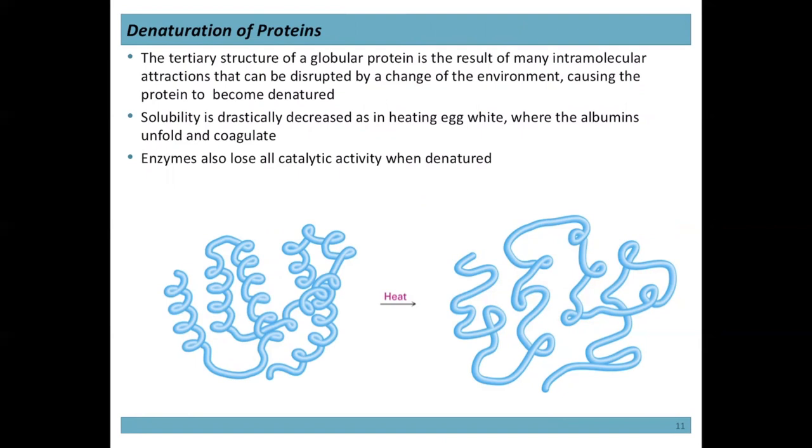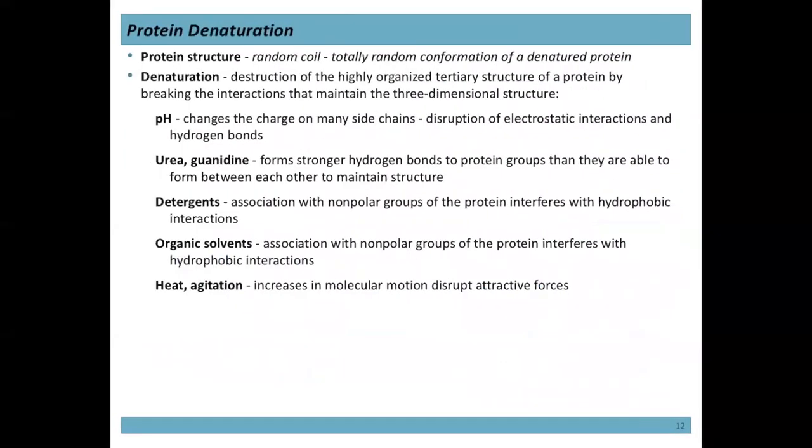And so when you do this, the solubility drastically decreases. So when you heat up an egg, what you're really doing is denaturing the proteins. The egg white is clear, but as you heat it up, the proteins denature and aggregate and precipitate out and turn white. And enzymes tend to lose all catalytic activity when they're denatured. You don't have that organization, so they can't perform their function. So there's lots of ways to denature.